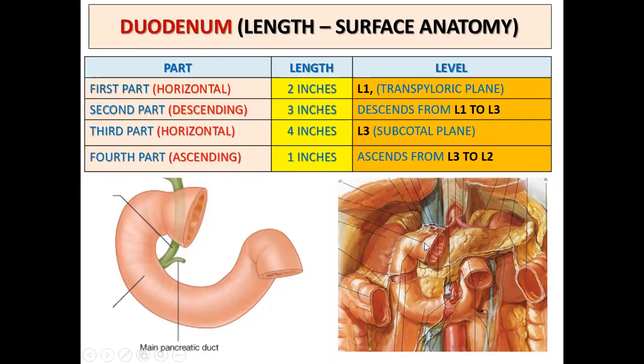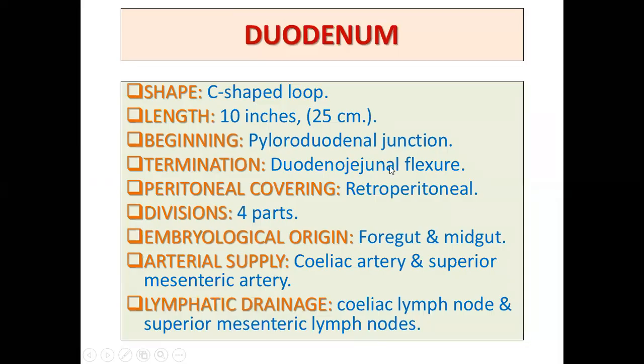It begins from the pyloroduodenal junction and terminates at the duodenojejunal junction, because it continues as the jejunum. This is the duodenum here, and it continues as the jejunum. So the junction is called the duodenojejunal junction. As for peritoneal covering, most of the duodenum is retroperitoneal. It is behind the peritoneum, so there is no mesentery.